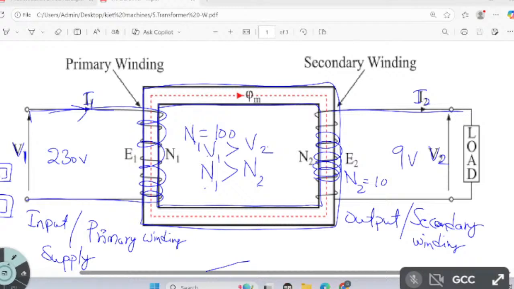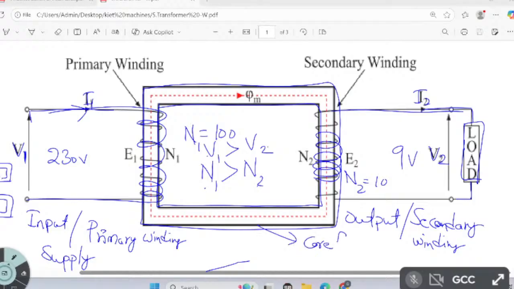Load means any load, any electrical equipment: a mobile charger, any motor, anything. So here I2, V2. There is a winding: primary winding, secondary winding. So what is the function of this core?